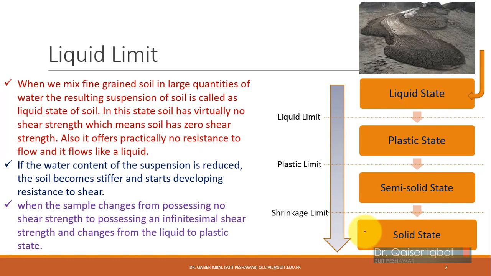So first discuss the liquid limit. When we mix fine grained soil like clay with large quantities of water, okay, the soil will turn into a liquid state, and it will have virtually no shear strength, so it will start flowing. Something which has no shear strength like water, etc., it flows. It has no resistance to shear. So everything which is solid is because of the shear strength. If something has a shear strength, it will be solid. But if it does not have any shear strength like water or liquids, then it will flow. So if something is flowing, it means that it has zero shear strength.